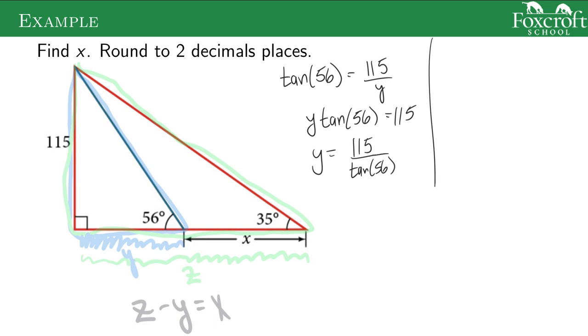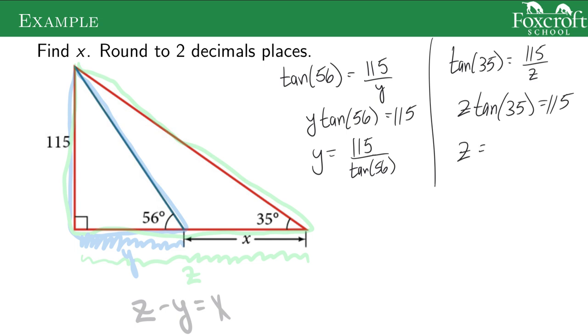And then same thing for z. Tangent of 35 is 115 over z. Multiply and divide by tangent to get z by itself. z equals 115 over tangent 35. And then we know to get our final answer x, we're going to take that z number.